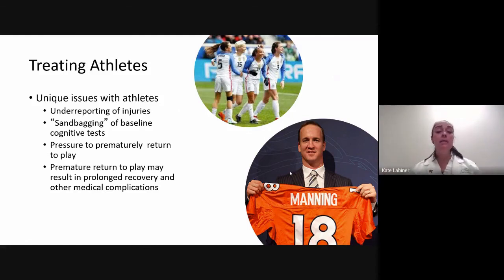On top of that, this gets complicated by a pressure to prematurely return to play. But when you return to play before we're completely healed, you may end up with prolonged recovery and other medical complications, whether that be post-concussive syndrome, migraines, things of that nature, that then can complicate your long-term recovery.